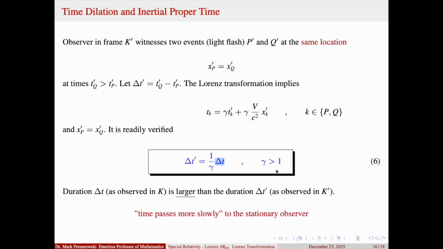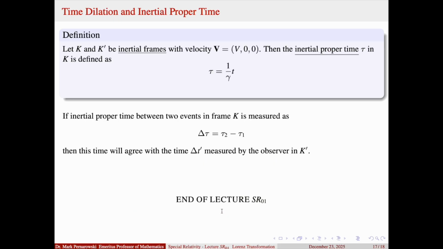And there again, given that gamma is bigger than 1, that says that the time durations in K prime appear to be shorter than they are in K. So time passes more slowly for the moving observer, as seen by the stationary observer.